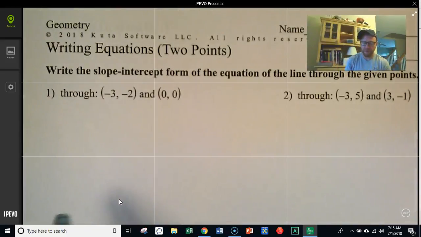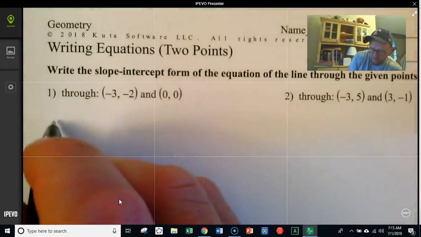And then we will use that method that we used in the video for writing equations of lines from point slope in order to get the other part. So hopefully you'll recognize the two methods. If you don't, just go back and watch those videos again. Okay? All right. So here we go.